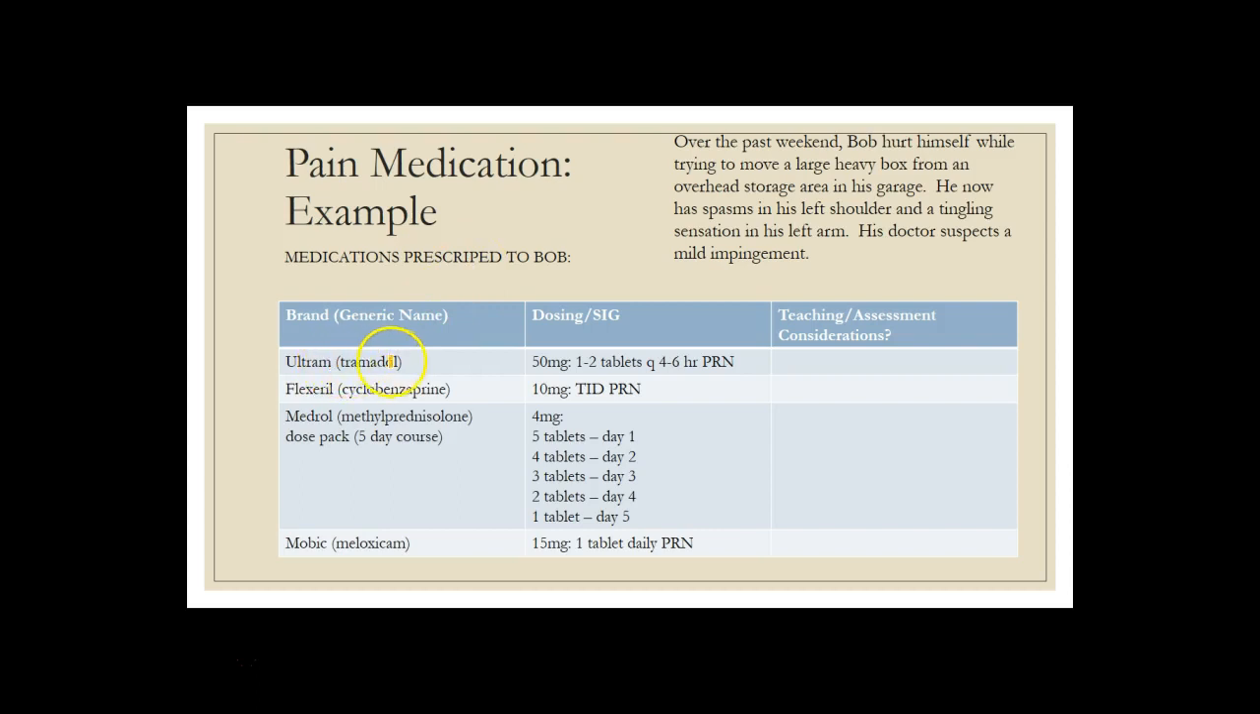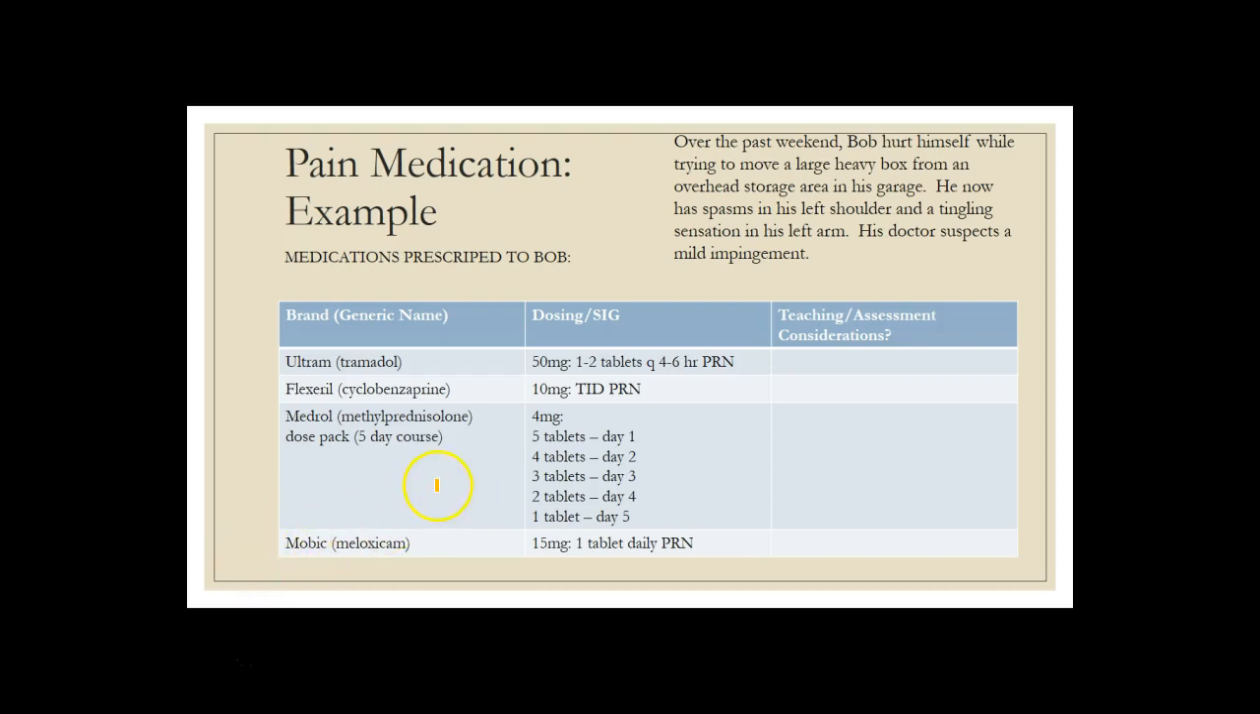He is given Ultram, which is also known as tramadol. He's given cyclobenzaprine, Flexeril, which is a muscle relaxer, a Medrol dose pack, which is a steroid, and he's also given meloxicam or Mobic, which is an NSAID.